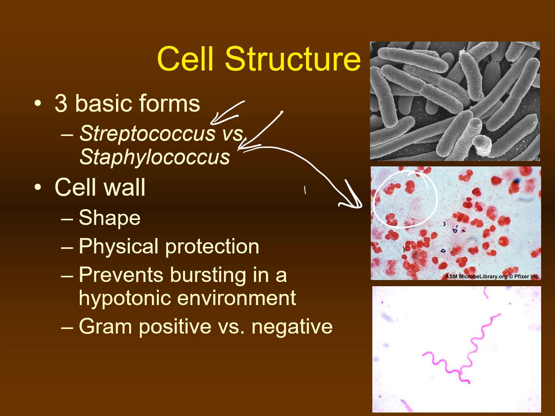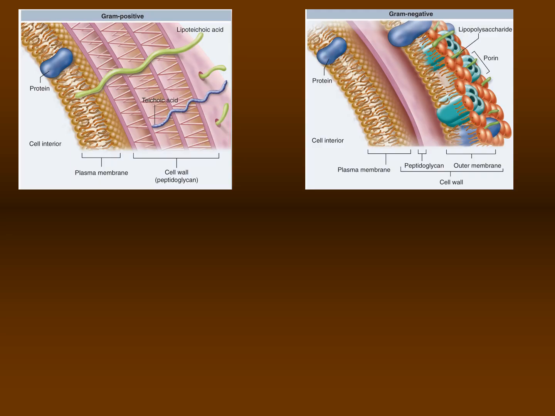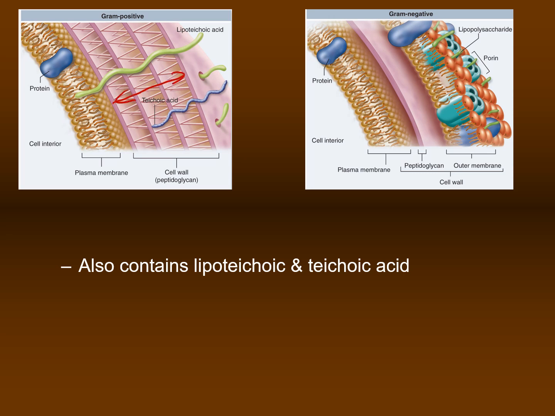Finally, based on the structure of the cell wall, bacteria can be categorized as gram-positive or gram-negative. Due to the different structure of the cell wall, gram-positive and gram-negative bacteria have different sensitivity to antibiotics. Some bacteria also have a structure known as S layer. So let's compare gram-positive and gram-negative bacterial cell walls. The gram-positive cell wall is relatively thick and contains teichoic and lipoteichoic acid.